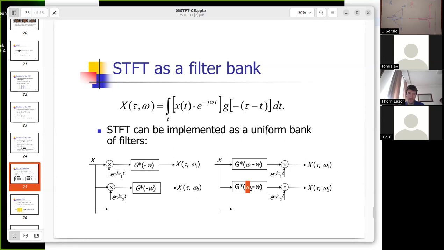In both cases, we have a uniform bank of filters. On the left-hand side, you have the same filter repeated, and we are moving the spectrum of the original signal. On the right-hand side, we have a real uniform bank of filters. They're all the same, but their frequency responses are one near the other. So maybe I can just make a sketch of such a thing.